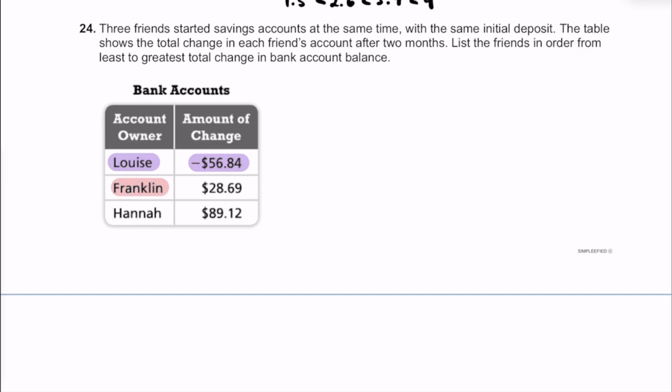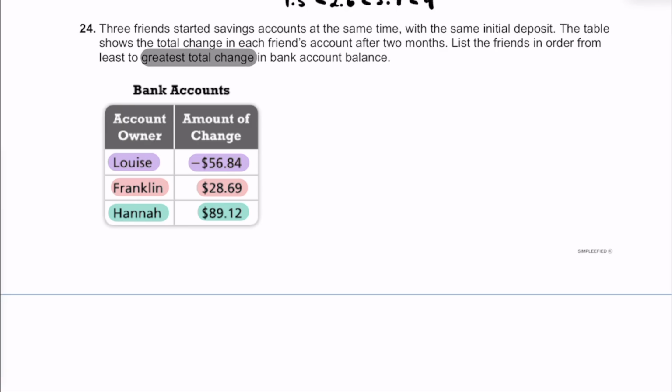Then if we take a look at Franklin, over those 2 months, Franklin's account could have gone up and down any number of times, but at the end of those 2 months, it is technically up $28.69. And then if we finally take a look at Hannah's account here, Hannah's account after the 2 months is up $89.12.